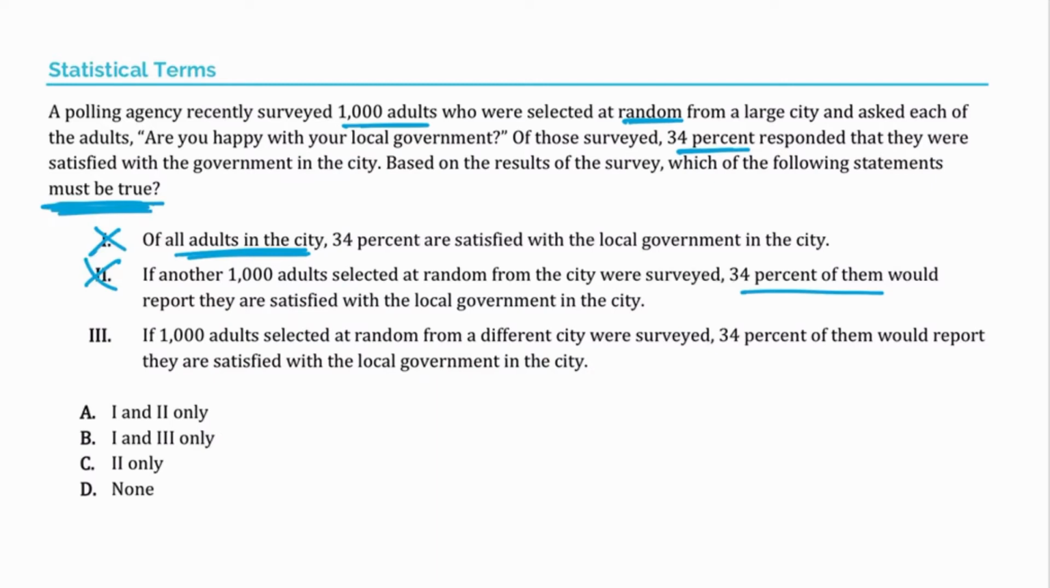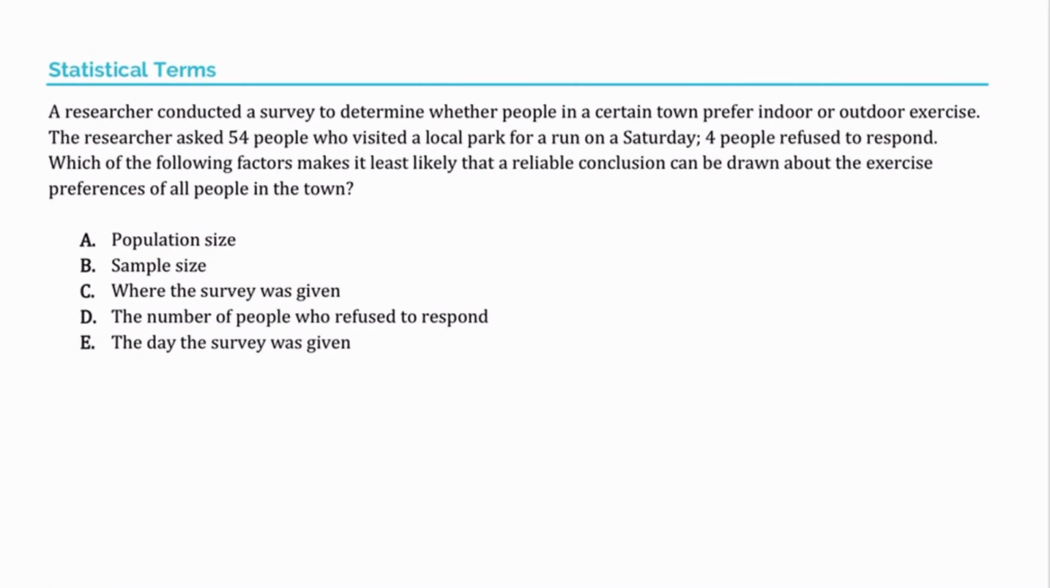What about 3? If 1,000 adults selected at random from a different city were surveyed, okay, well, be careful, because now we're even talking about a different city, and we definitely can't take a sample from one city and then generalize it to another city, right? And we can't guarantee, once again, that that new sample is going to have the exact same value of 34%. So, because this question was saying what must be true, the answer is none. None of those options must be true. Again, the difference here being that could they be true or must they be true? So that's where it gets a little bit tricky.